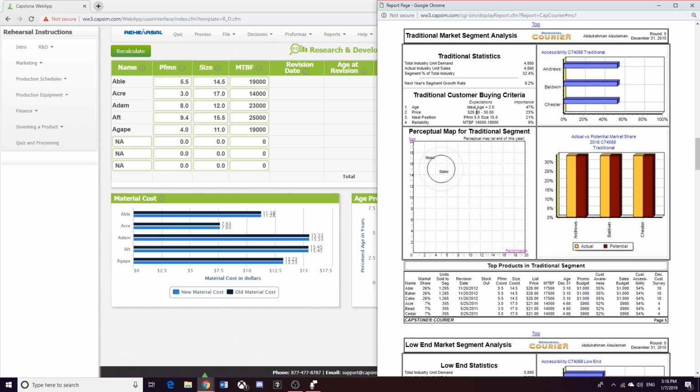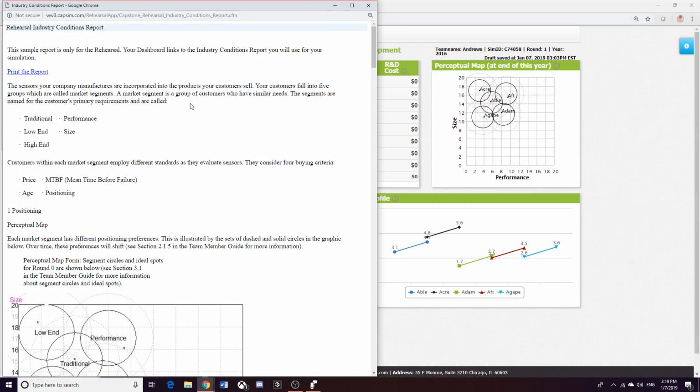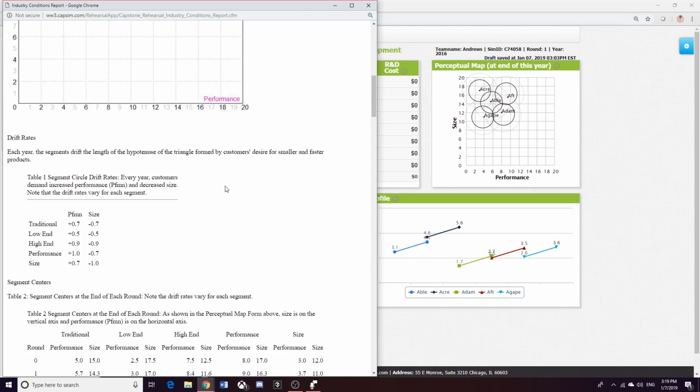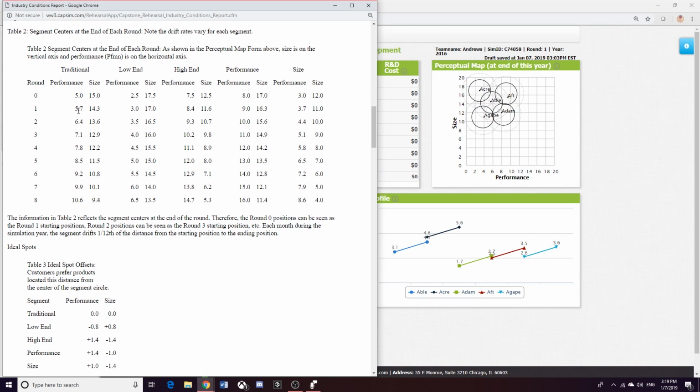This is gonna be the ideal position in the beginning of round 1, which is the round that we are making decisions for right now. You see round 1, we're making decisions for round 1. So for that, we're gonna need the industry conditions report. So we're gonna go down to table 2, and we're gonna look at traditional. So for traditional, okay, if you didn't watch the performance and size ideal positions, I explained all this in that video. I recommend going and watching it if you don't understand anything that I'm saying in here.